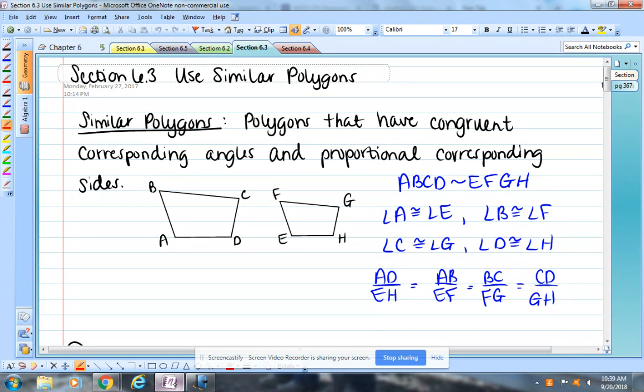So on your formula handout that I have made for you, similar polygons have congruent corresponding sides and angles and proportional corresponding sides. So all angles are congruent.